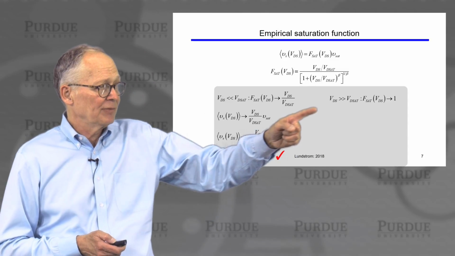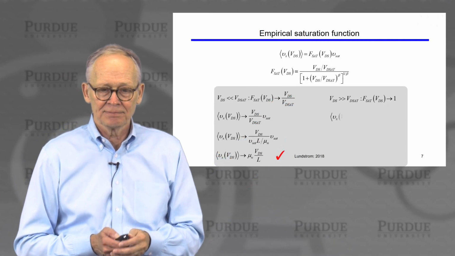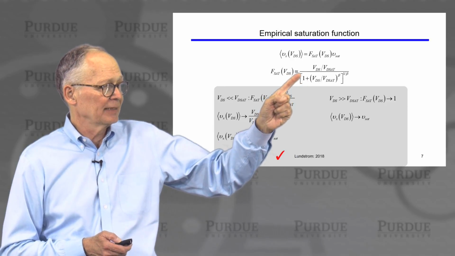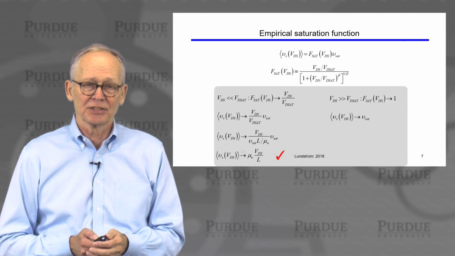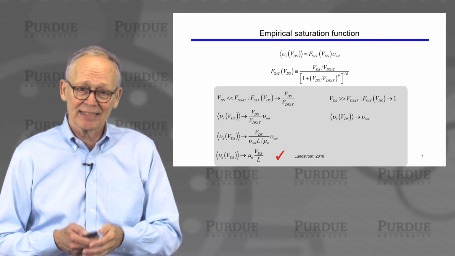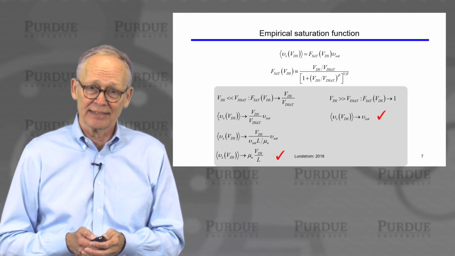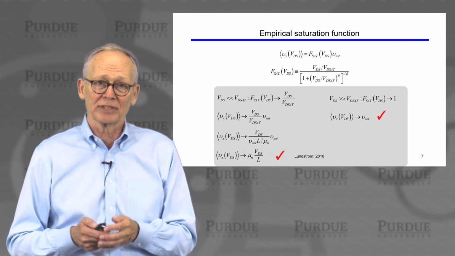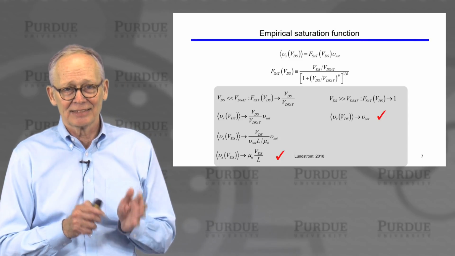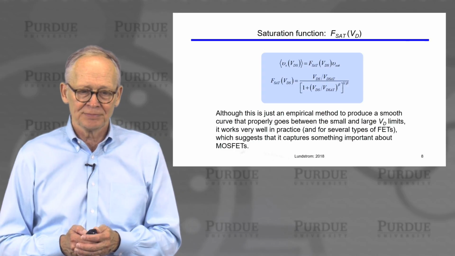Okay, now in the high voltage regime, we can throw away the one downstairs, and you can see that F-sat is going to approach 1, so F-sat times V-sat is going to approach V-sat. That's the correct answer in the high drain voltage saturation regime. So this expression does the correct thing in both limits, and it goes smoothly between the two.